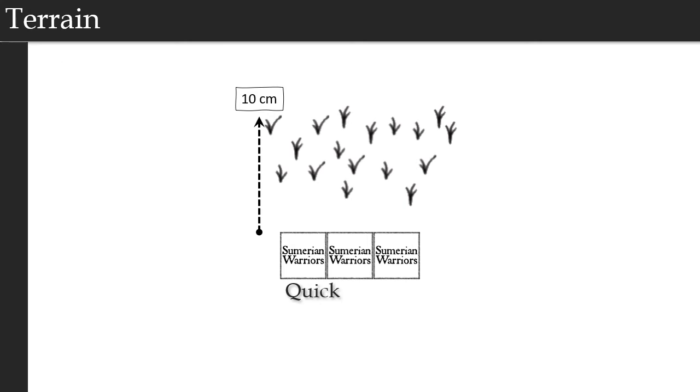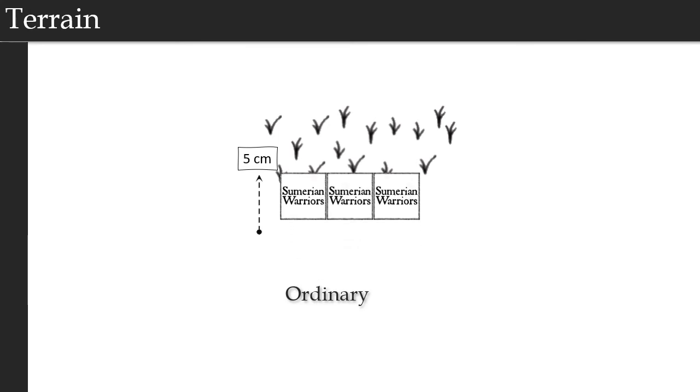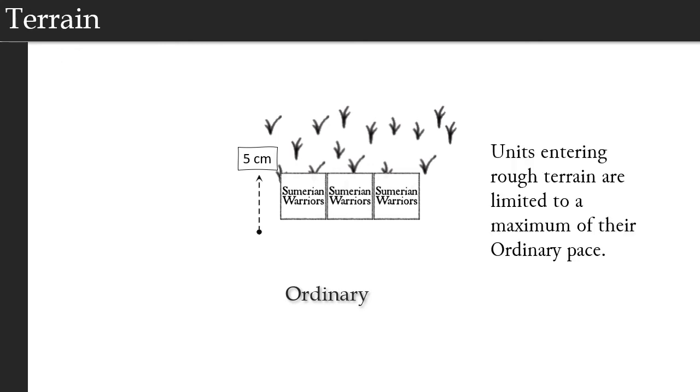If they've already moved 5 centimeters or more, then they stop moving when they hit that rough ground. If they've moved, for example, only 3 centimeters, then they can still move 2 more centimeters into that rough ground, because that would equal their ordinary pace. So they start at a quick move, they encounter this marsh. When they encounter the marsh, their movement is immediately dropped to a maximum of their ordinary pace.